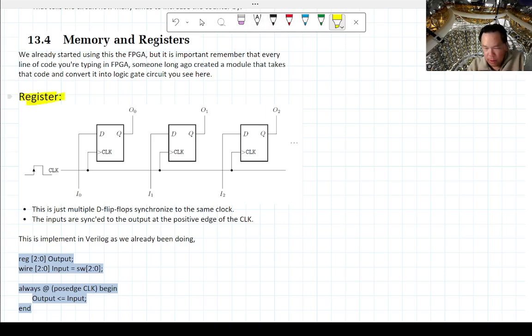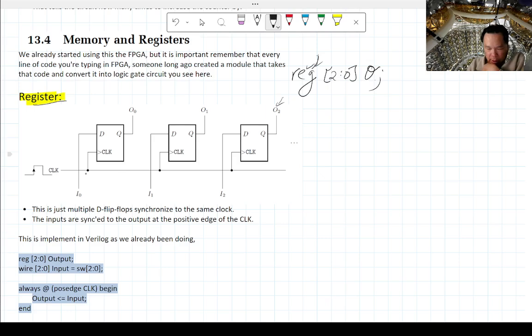This is the reason why, as you already started using in Verilog, whenever you define something that has a memory, you have to define it. So this will be a 3-bit. Let's call this O, with a little hat on it so we know it's an O. That's why it's called reg. The reg here stands for register, and this is basically just a memory bank.